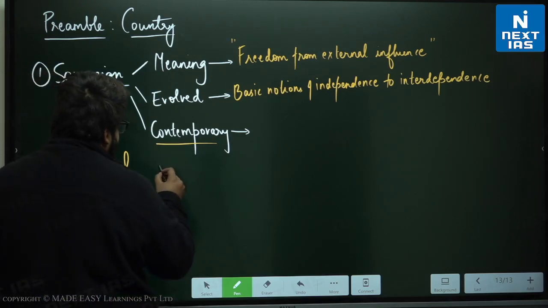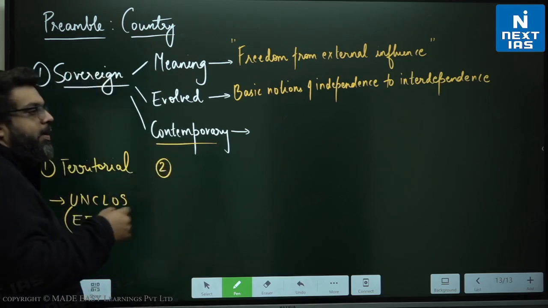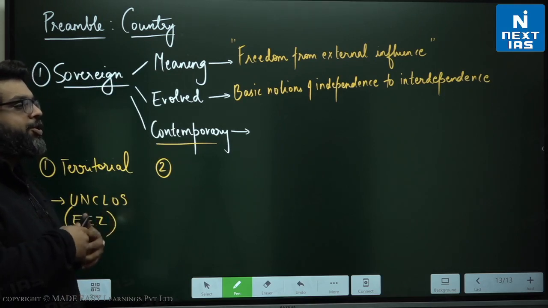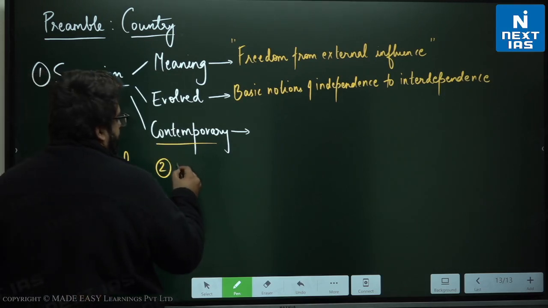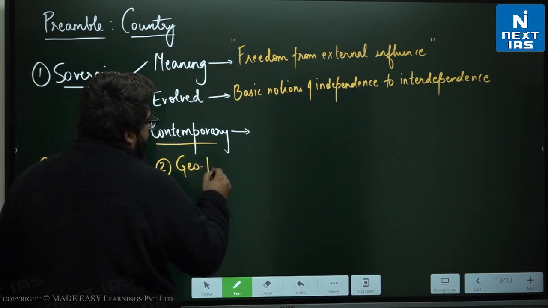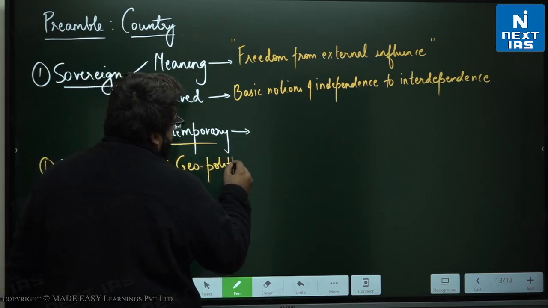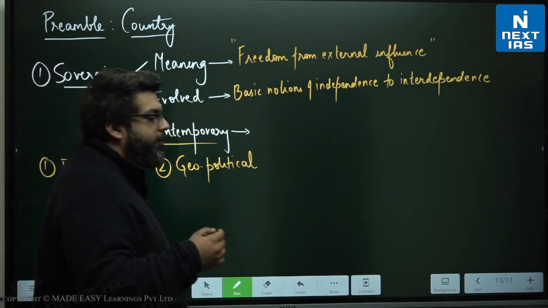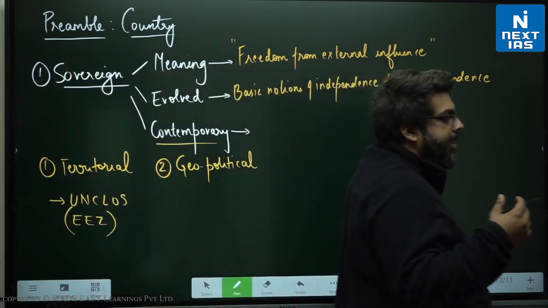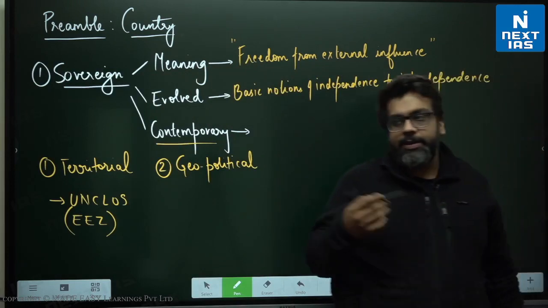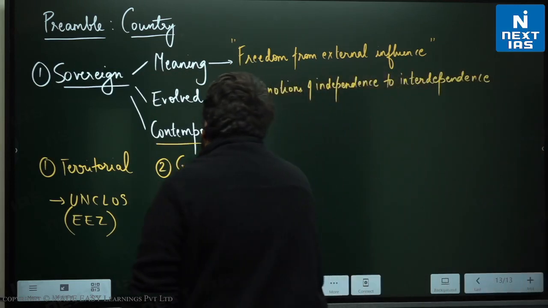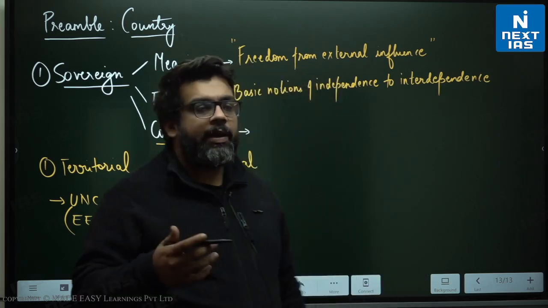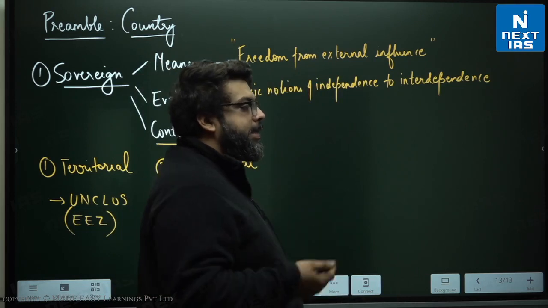The second interpretation of sovereignty is from a geopolitical context, from an international relations context, from a context of what is called diplomacy. Now let's understand this. For example, all of you would have heard of several UN agencies, international agencies.